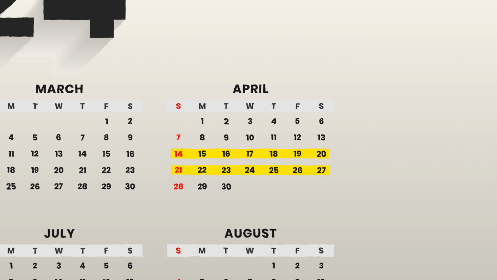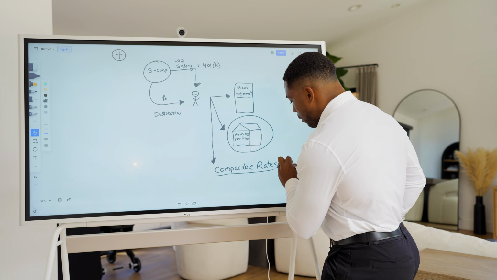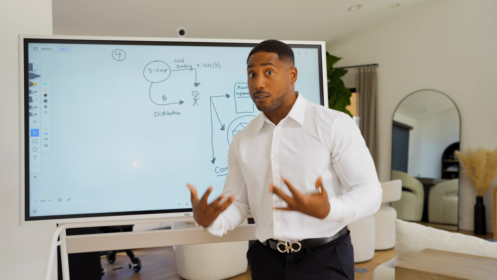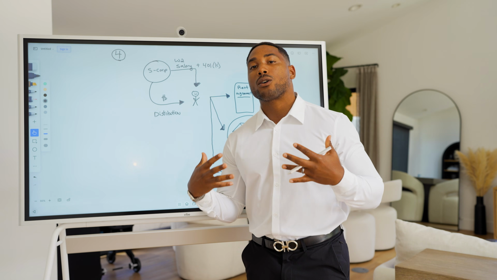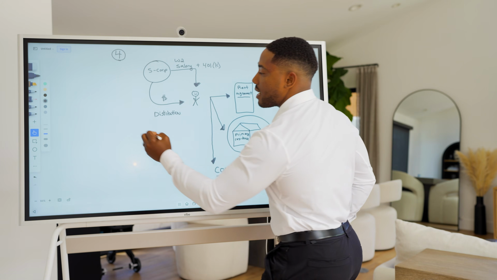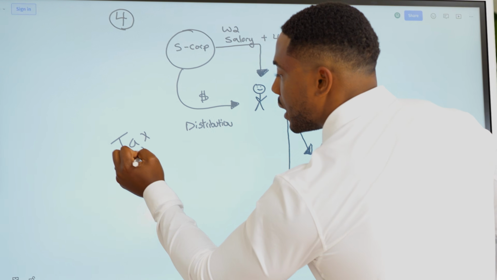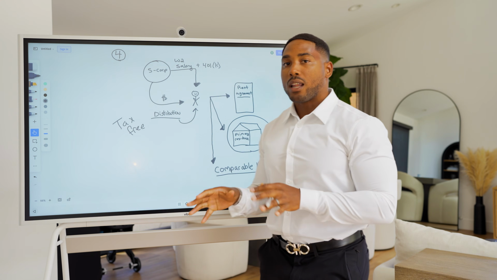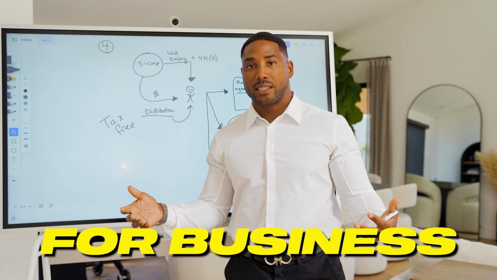What this means for you is that if you can come up with comparable rates for the size of your house to be able to utilize that space for business, we can turn around and charge a fee to your S corporation, which becomes a tax-free distribution to you for utilizing your own house for business.